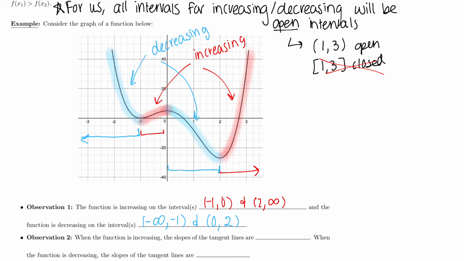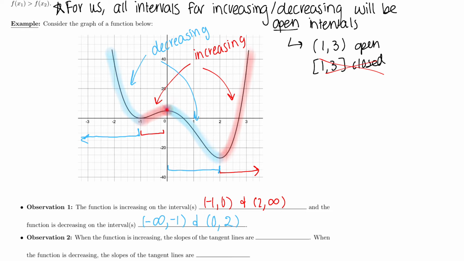Something to mention, with increasing and decreasing intervals, we don't use union symbols. There's a real nuance there as to why we don't. It's not the end of the world. It's not something I'm going to mark down for, but it's important to know. The reason we use "and" is that if you use a union symbol, that means it's increasing the entire time.